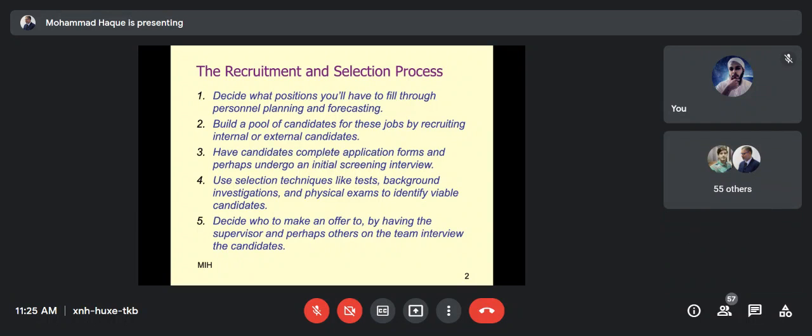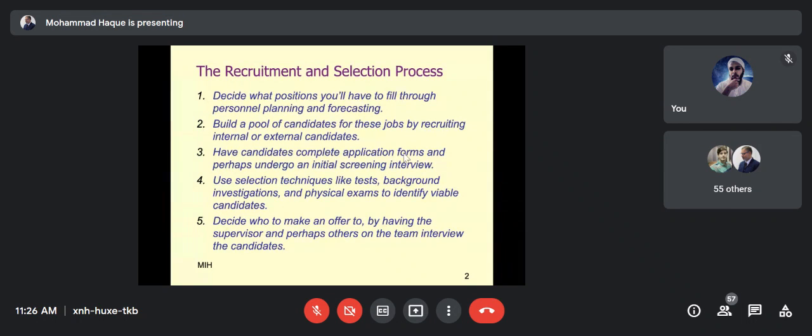Resource planning, we said that we have got to ensure that we get the 5 rights. So it is pertaining to the recruitment and selection process that planning has to be done in human resource management. The first thing that we have got to look at is to decide what positions the organization wishes to fill through personnel planning and personnel forecasting or HR forecasting.